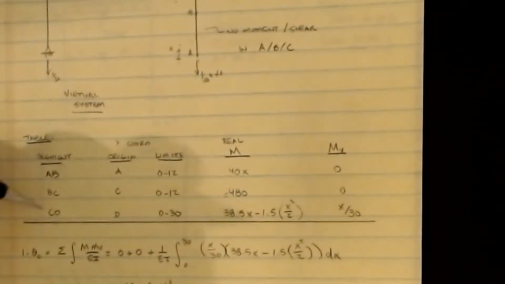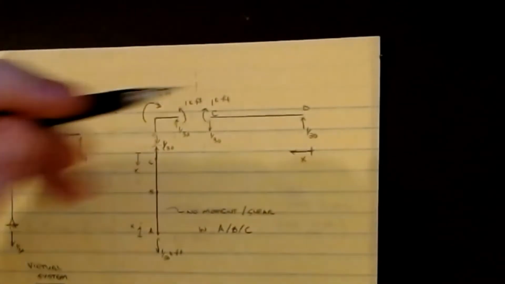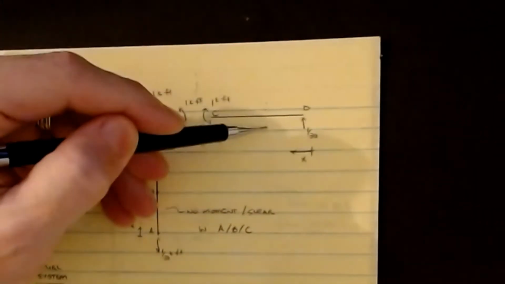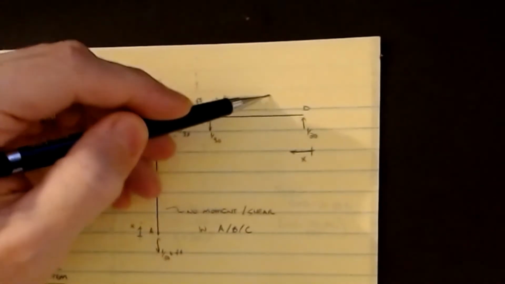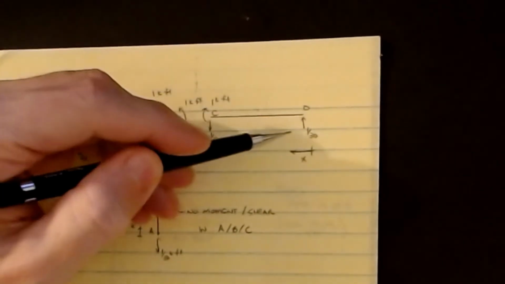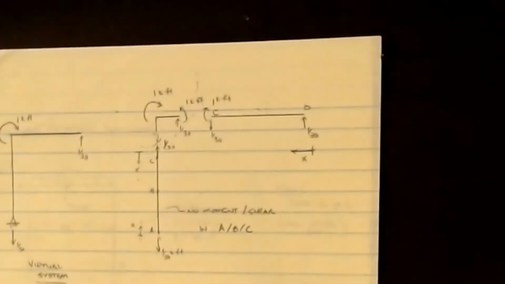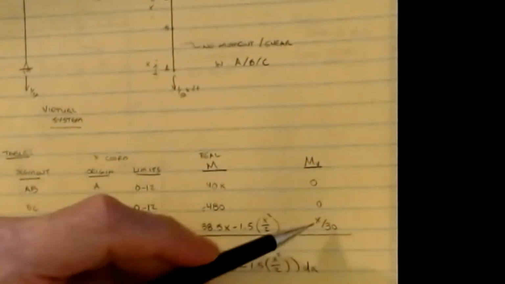Then we said that there was no virtual moment in this guy either, so that is a 0 as well. Then for CD, it would be for the beam, and again we're measuring from D in this case, so I'm going to cut it here. If it's X from here to here, then the moment at this location is 1 over 30 times X for our virtual moment. So that's our 1 over 30 times X.